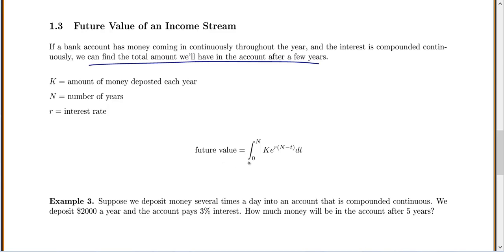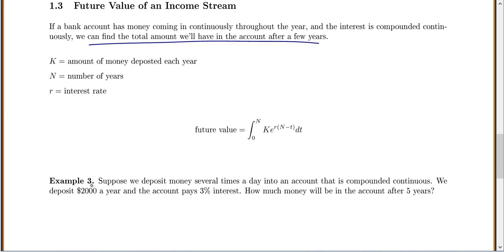So our future value, the amount we'll have after so long, is going to be the integral from 0 to N of K, the amount we deposited each year, times e to the R times (N minus T), where T is my variable so I can integrate. So let's do our example.